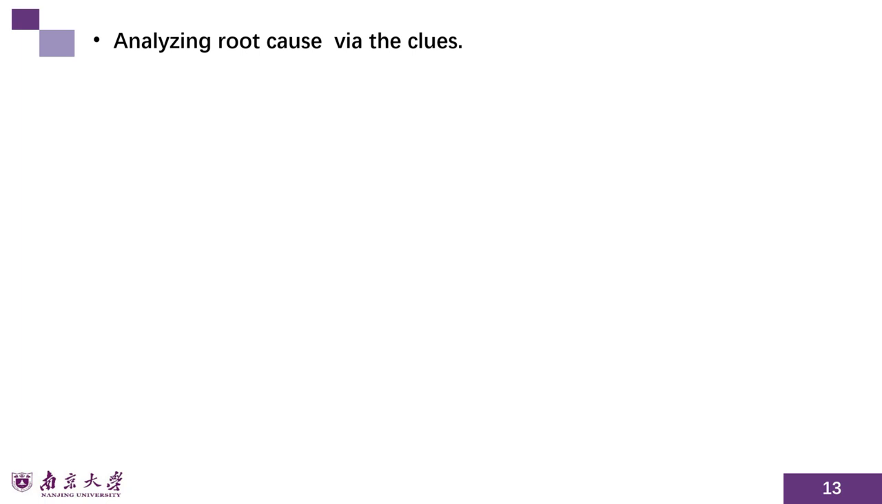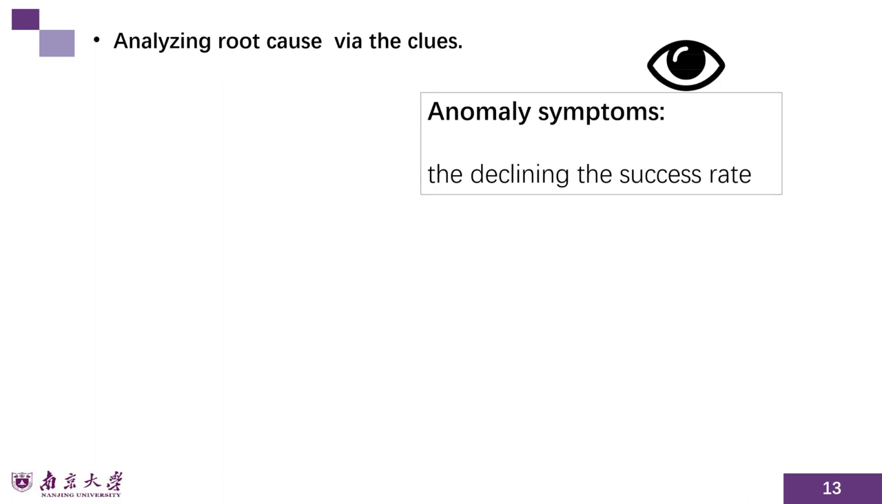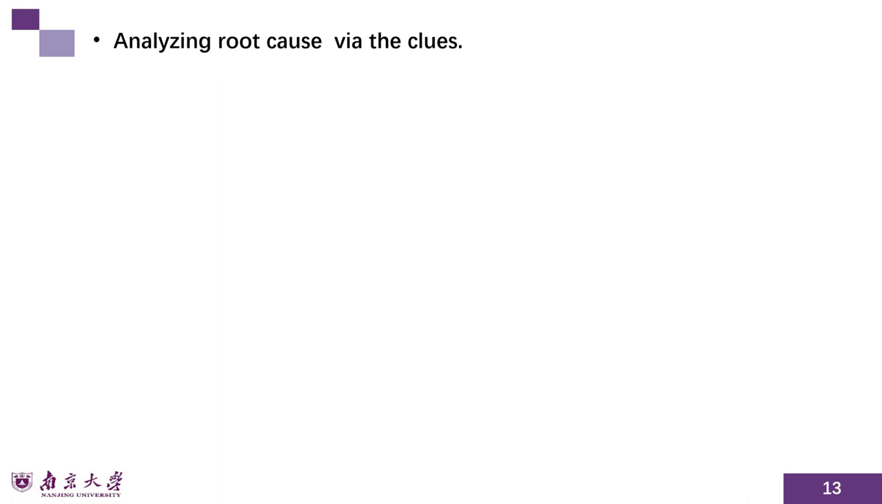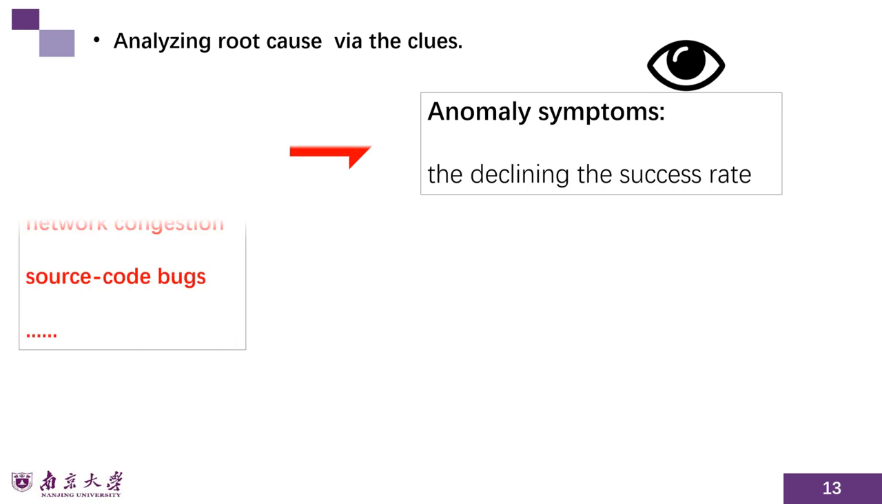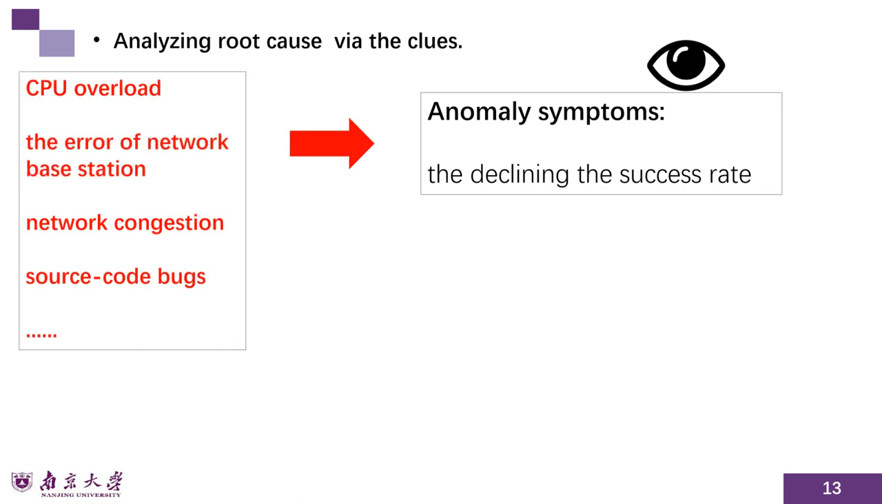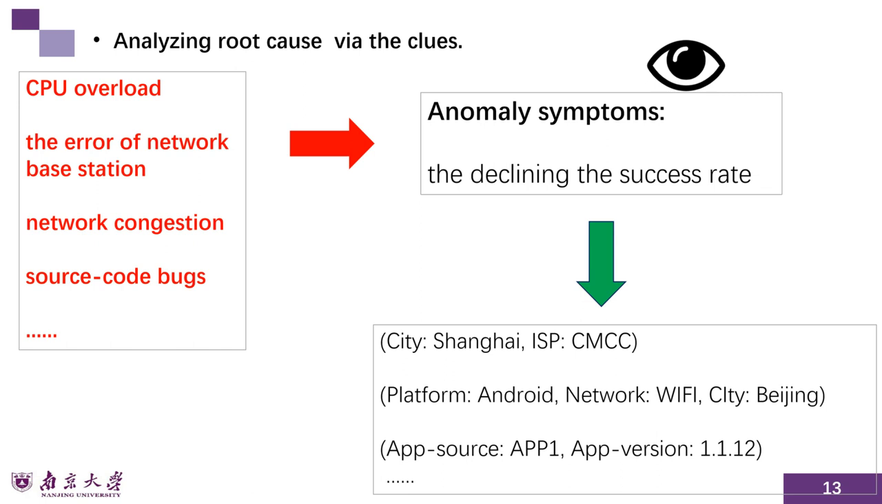Last but not least, the operators can analyze the real root cause based on the several attribute combinations. We can only notice the anomaly symptoms, such as the decline of success rate. In fact, the real root cause may be CPU overload, network congestion, source code bugs, while we just get several attribute combinations. But the operator can analyze the root cause based on the clues.